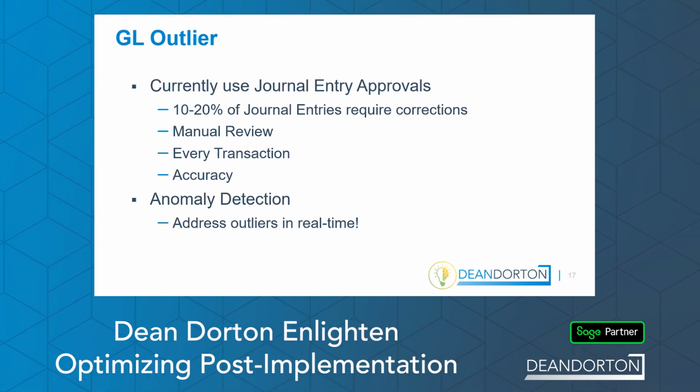Now, GL outlier detection takes away a lot of that human element and looks at outliers in real time. So this is going to allow your team to focus on the exceptions. So we're looking for those anomalies in the system.